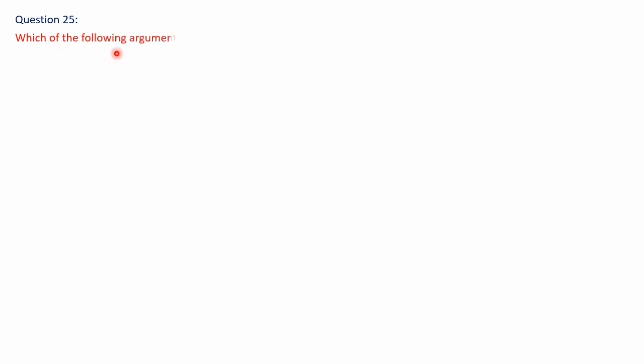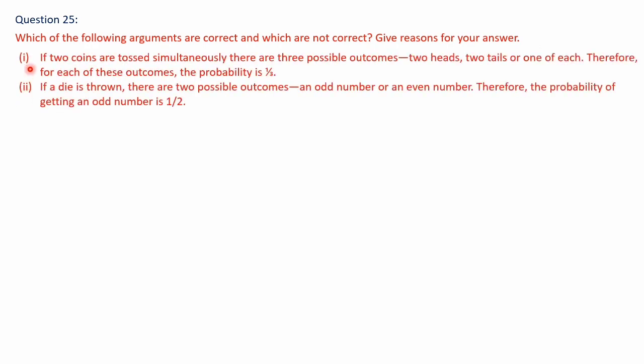Move on to the last question of this exercise. Which of the following arguments are correct and which are not correct? Give reasons for your answer. There are 2 arguments given to you. If 2 coins are tossed simultaneously, there are 3 possible outcomes: 2 heads, 2 tails, or 1 of each. Therefore, for each of these outcomes, the probability is 1 by 3. This is the first argument. Second one, if a die is thrown, there are 2 possible outcomes, an odd number or an even number. Therefore, the probability of getting an odd number is 1 by 2. So there are 2 arguments. Please go through this and try it as homework.